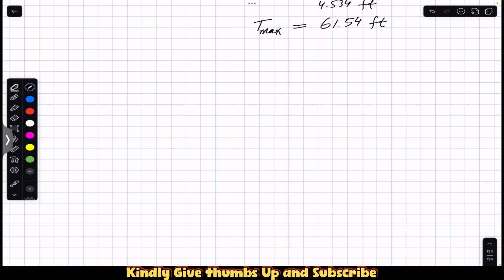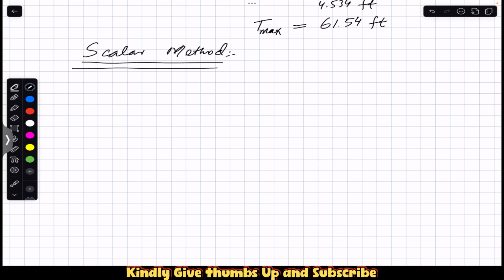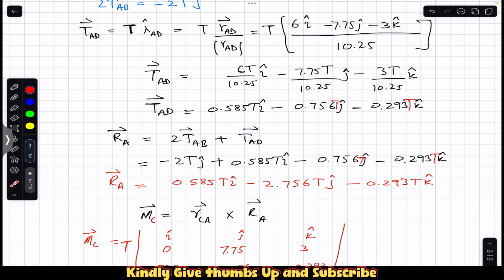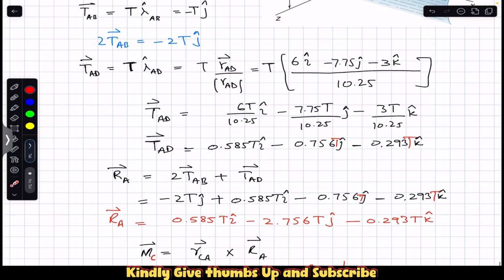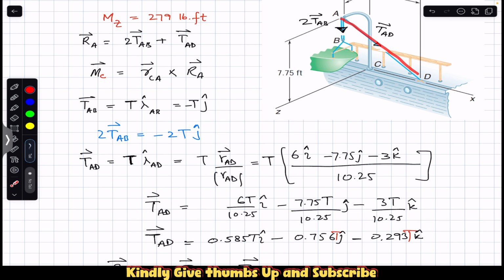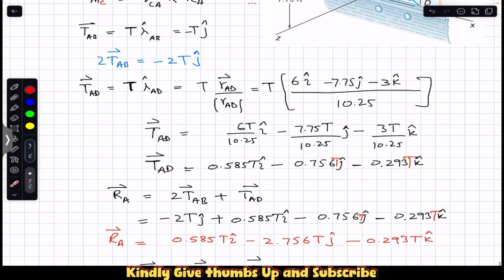Now let's use the scalar approach, the scalar method. The scalar method is very easy. Once we have determined the vector from A to D, we can easily find the moment if we know the scalar method. The tension vector T_AD from A to D has three components: this is the x component, this is the y component, and this is the z component. The x component is in the positive i, the y component is in the negative j, and the z component is in the negative k.